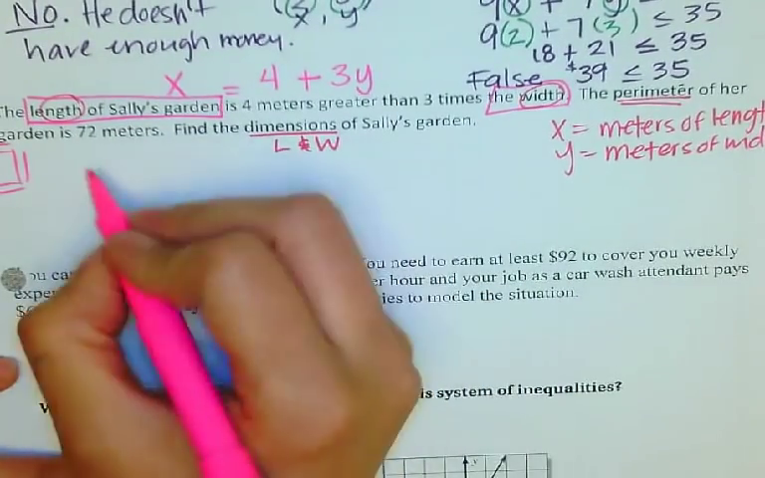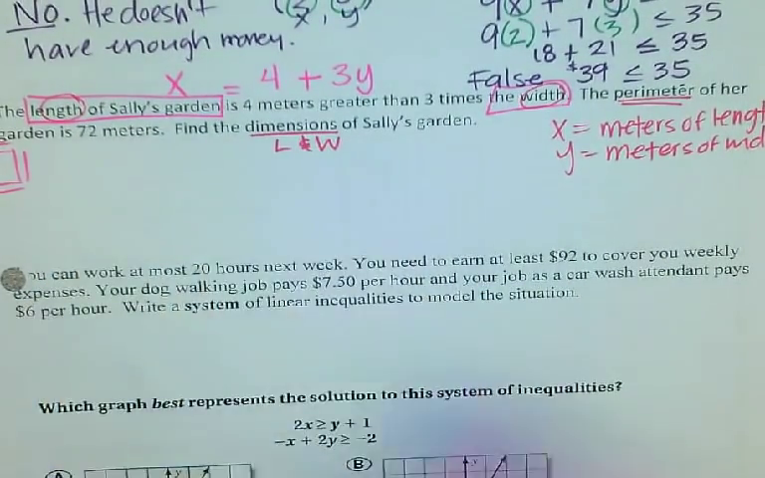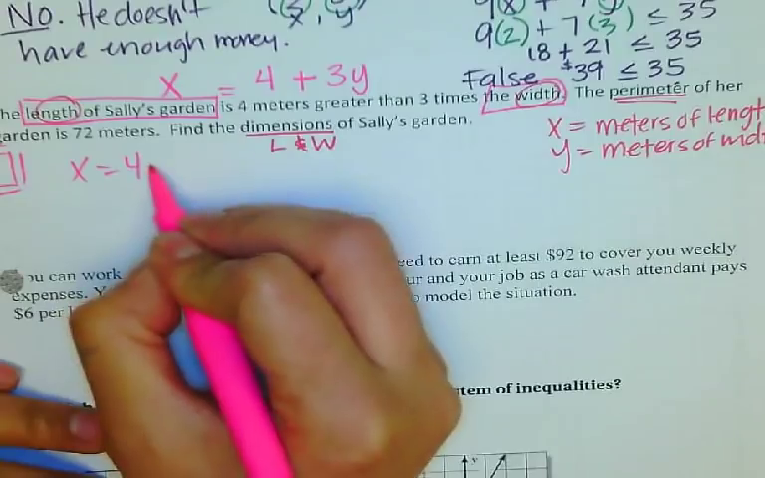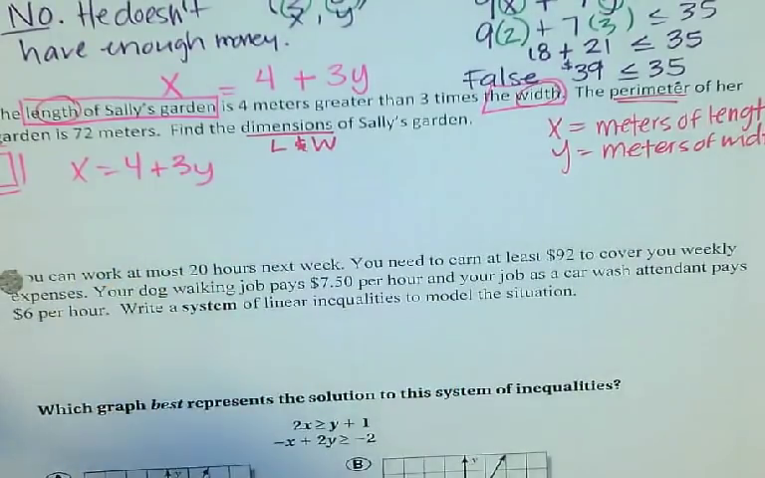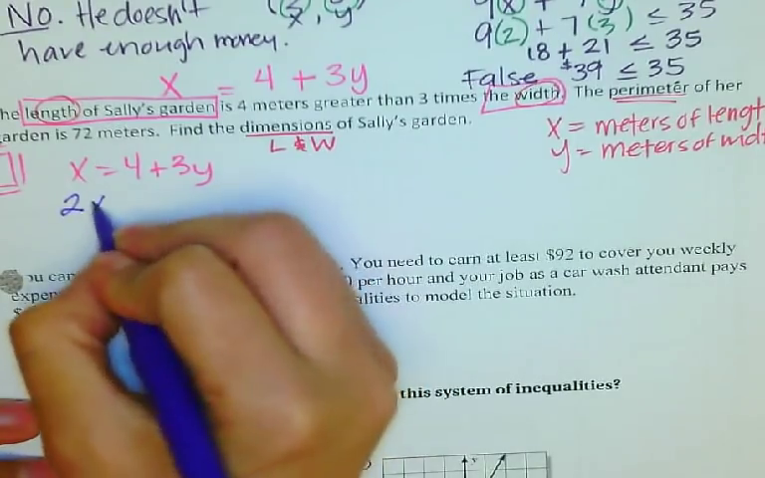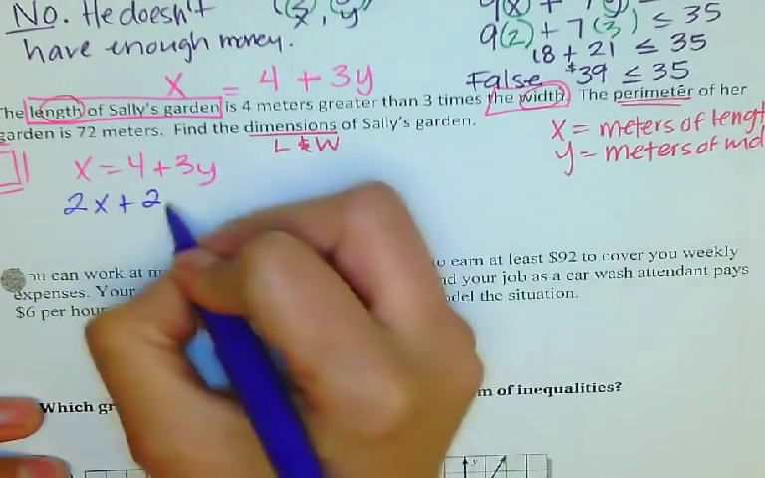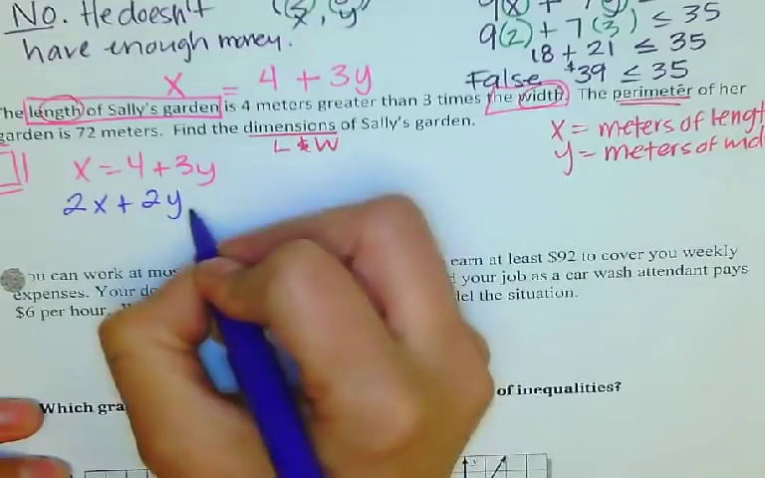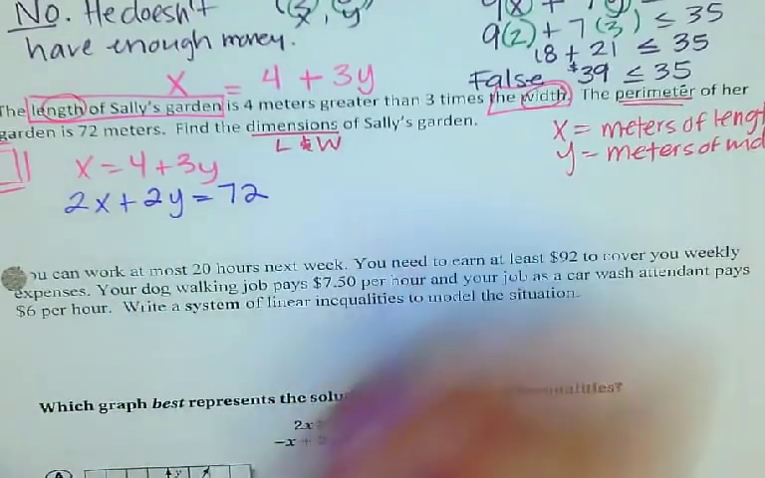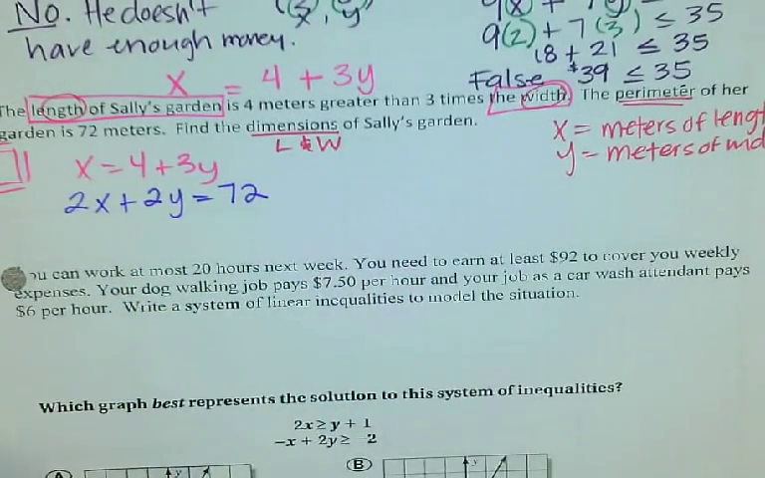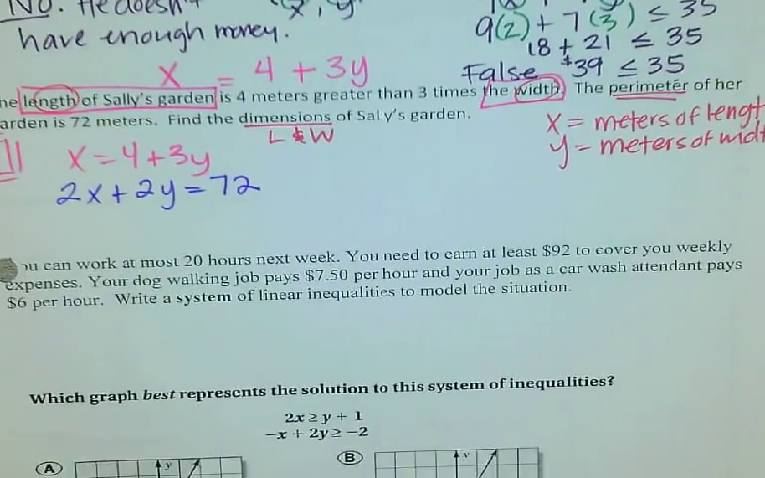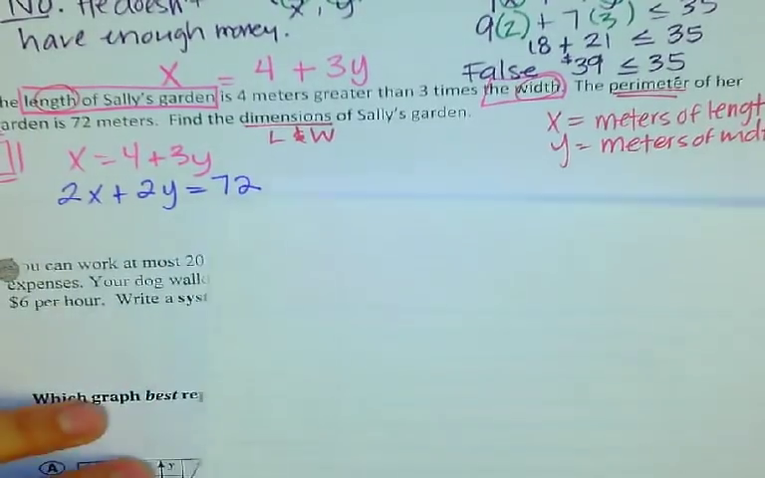So I'm going to write that. So I know that the perimeter, I have this. And then I know that the perimeter is 2 times the length plus 2 times the width. And that is 72 meters. So there are my 2 equations. Now that I have my 2 equations, I have to decide what method I want to do to solve. It can be substitution or it can be elimination, whichever one you want.